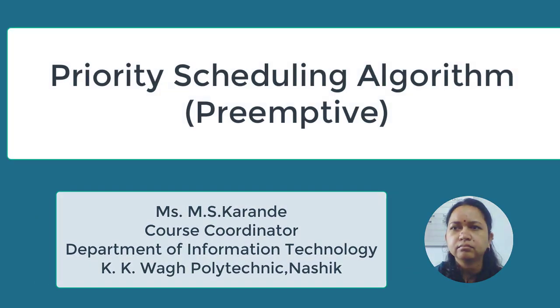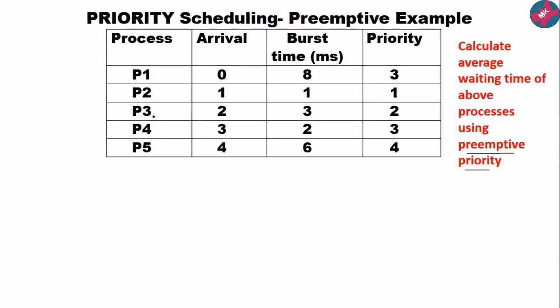Today I will discuss a priority scheduling preemptive example. Here, as you can see, let us again observe this particular table. Now, if you remember the discussion of priority scheduling, what is the logic? The processes will be executed as per their priority.